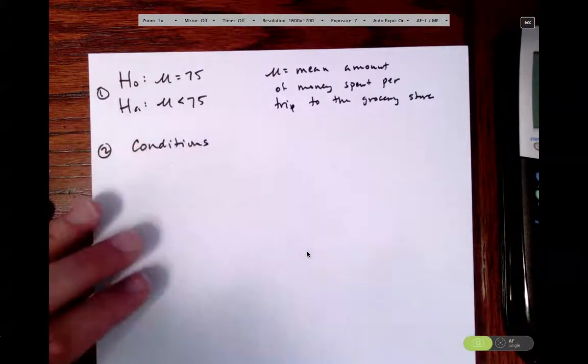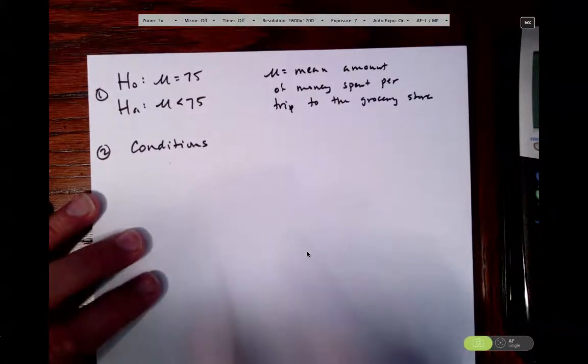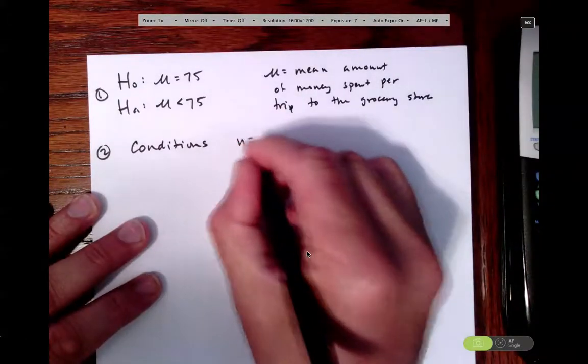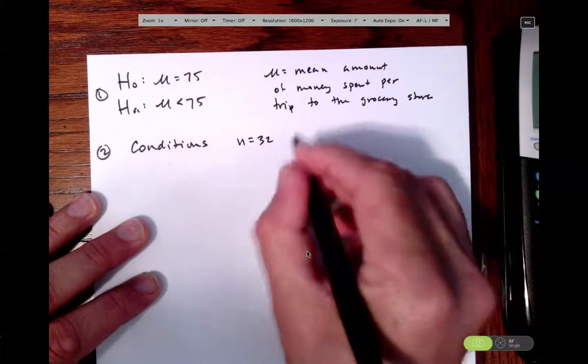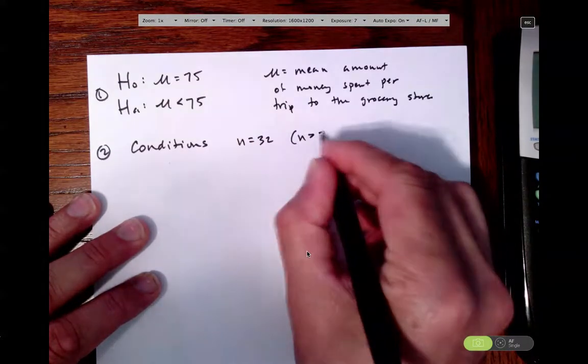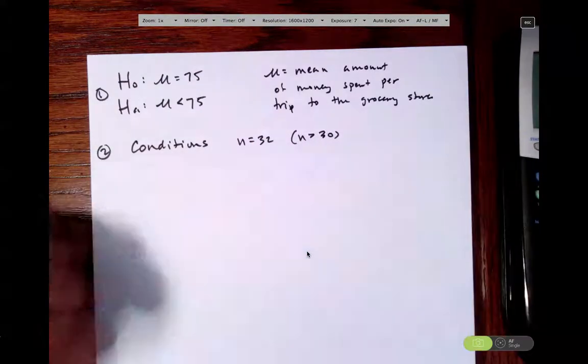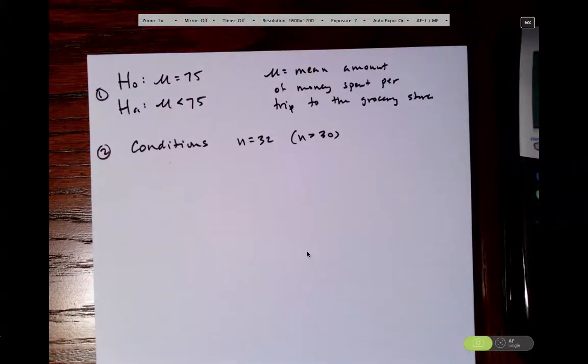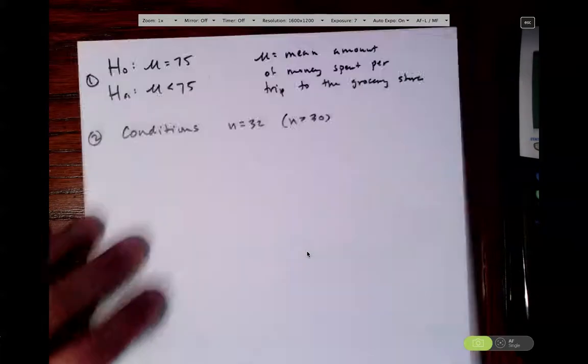Step number two is to check conditions. This is easy because n was 32. n is greater than 30. So if n is greater than 30, we can assume that the sampling distribution is approximately normal. So we're off the hook on that one pretty easily.